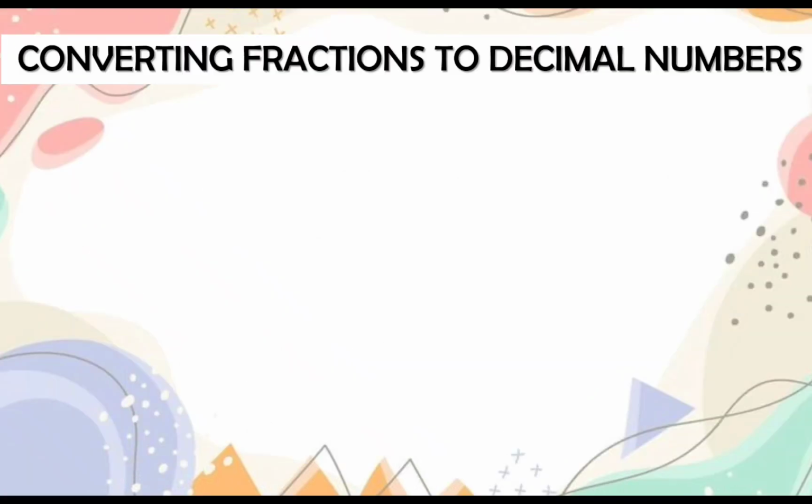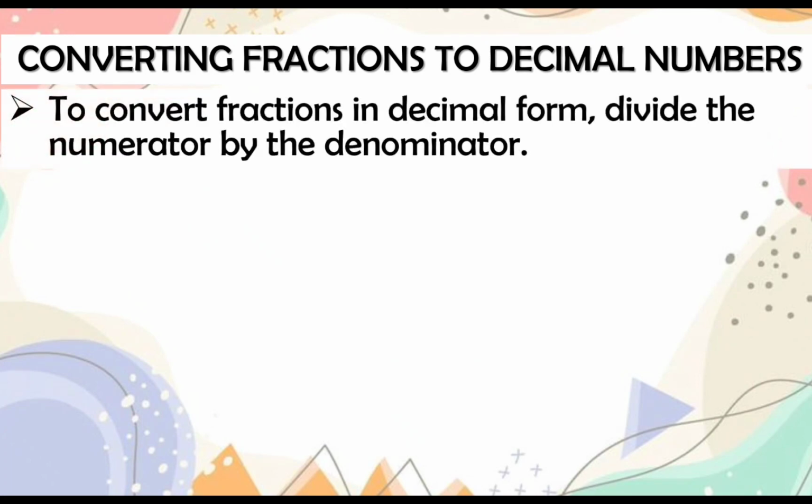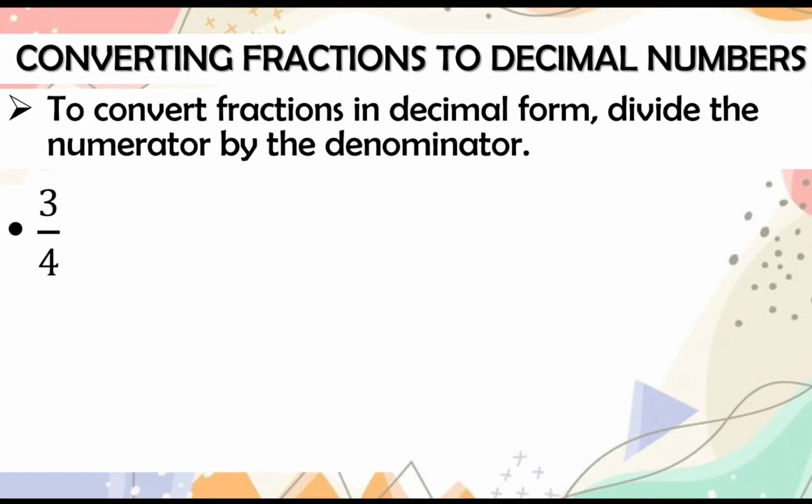Let us now convert fractions to decimal numbers. So paano nga ba gawing decimal numbers ang fraction? To convert fractions in decimal form, all we need to do is to divide the numerator by the denominator. So let us convert this fraction to decimal number. So we have here 3 over 4. So we will use long division. So always remember that the numerator is our dividend. So sa loob siya susulat. So that is 3 divided by the denominator, which is our divisor, 4.